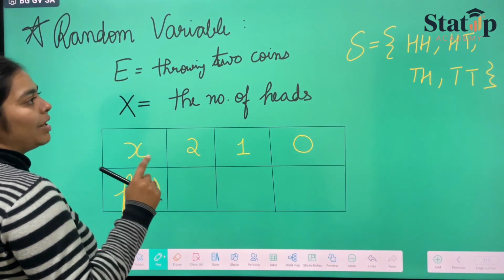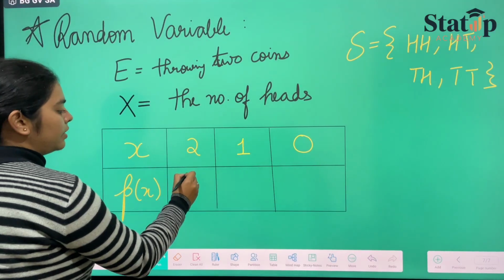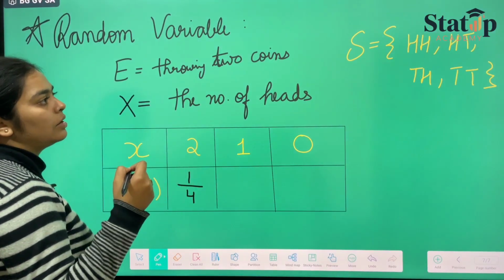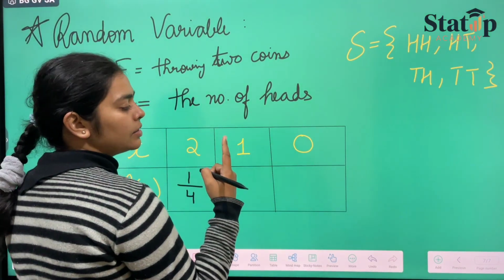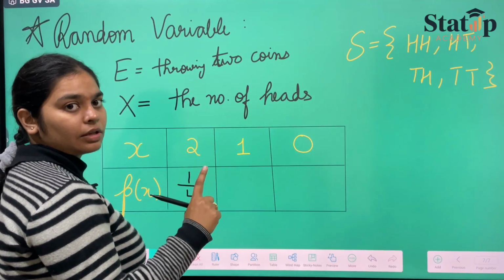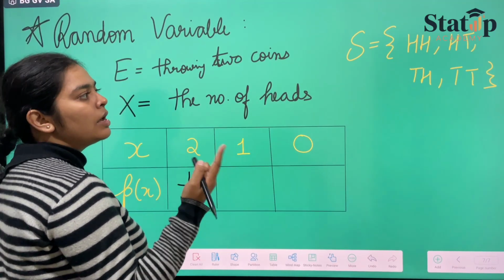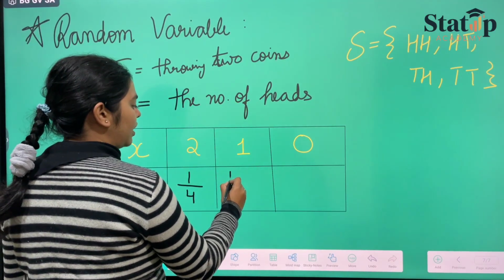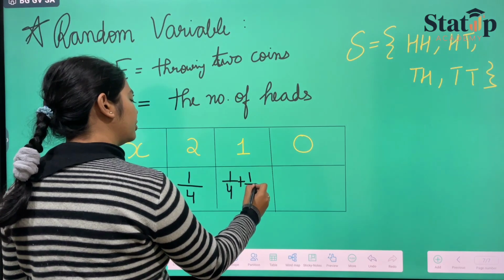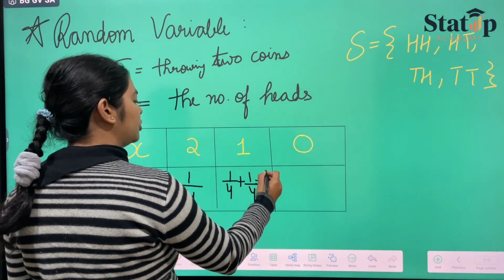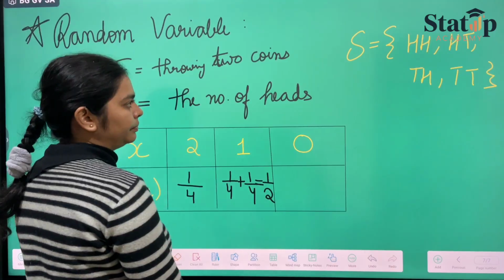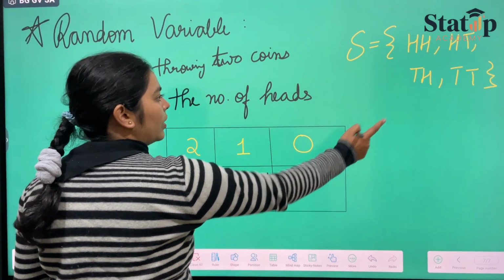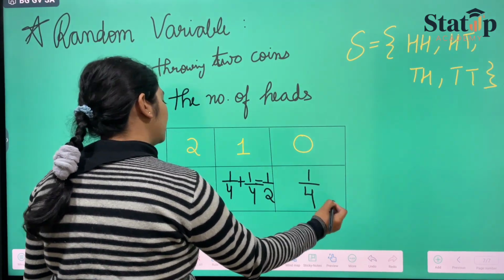The probability when the number of heads is 2 is 1 by 4, as there is only one chance out of 4 chances. Then the probability that one head occurs: there are two chances. First head then tail, or first tail then head. Both have 1 by 4 probability, and the total will be 2 by 4, which is nothing but half. And the third one is when no head occurs. No head occurs only in one chance out of 4, so it will be 1 by 4.